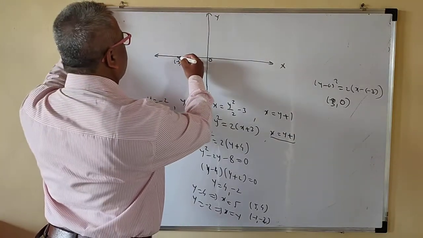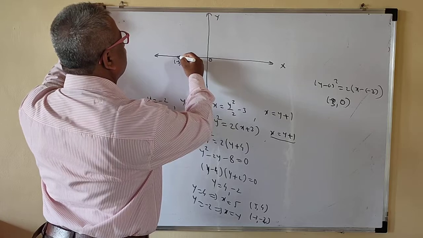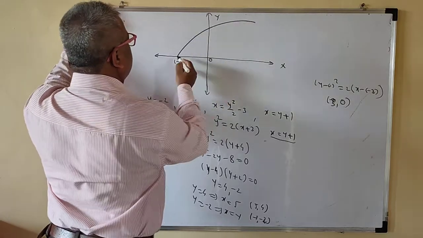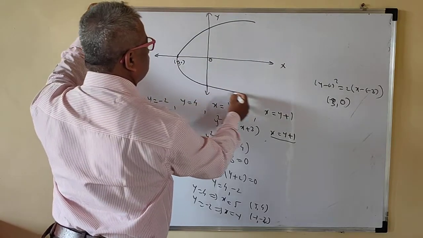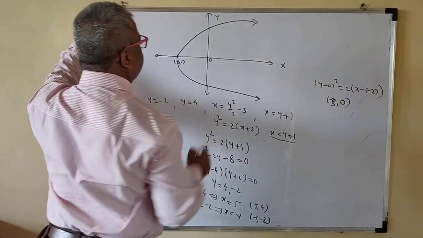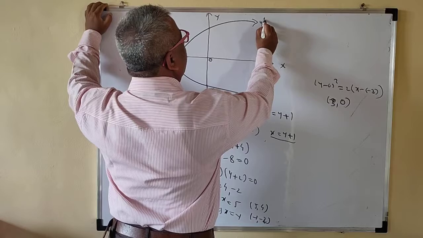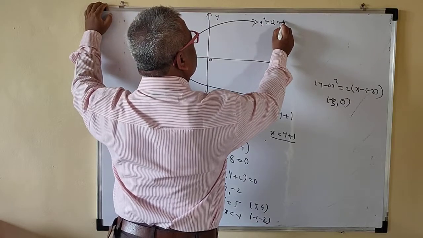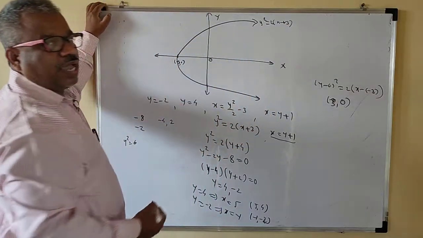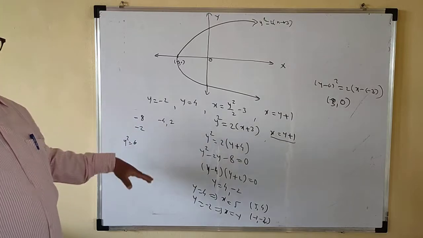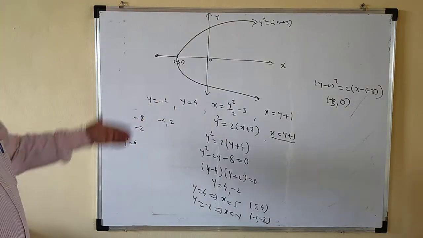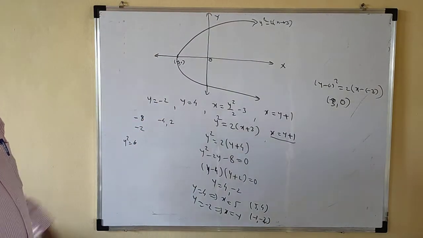Okay, so we can draw this parabola directly, like this. Whatever this may be, we draw this parabola. So this parabola is what? y square is equal to 2 into x plus 3. It intersects both the axes, y square is equal to plus or minus. That means it intersects the negative x axis.